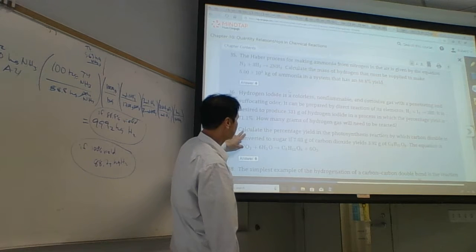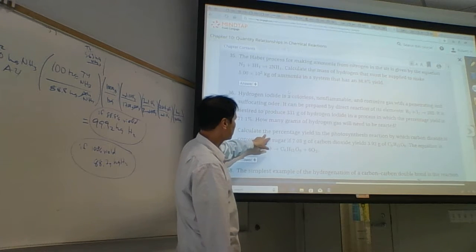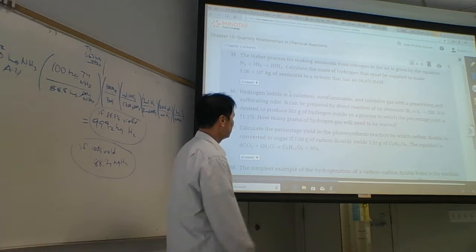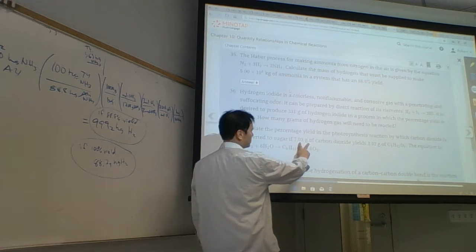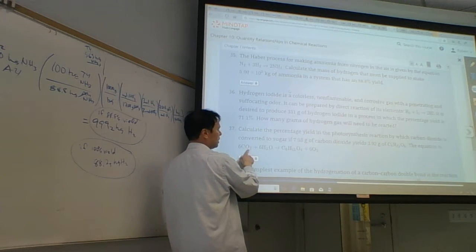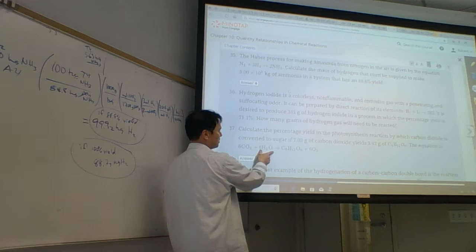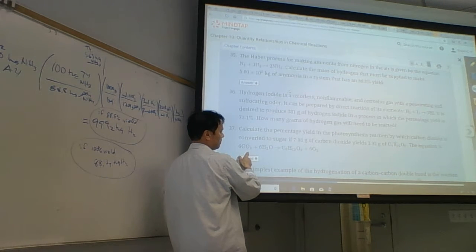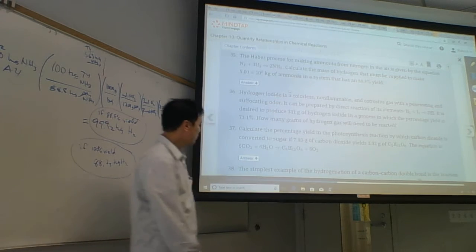If we look at number 37 here, calculate the percentage yield. Well, this one is like the earlier problem. Here, they give us 7.03 grams of carbon dioxide. Water's cheap, so it's cheap and plentiful, so it's got to be in excess. This is limiting. We can calculate that. Yeah, in fact, did we do that one?